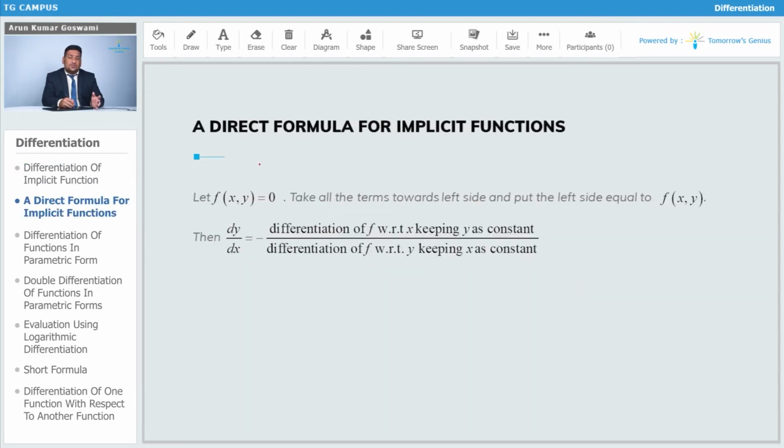Now we have one formula directly for implicit functions. If we have an implicit function, we can get the answer by using this formula. This formula says that dy by dx is equal to minus of, first we differentiate with respect to x, keeping y as a constant, and in the denominator we differentiate with respect to y, keeping x as a constant. In short, we can call this partial differentiation, because we are differentiating one term by keeping the other term as a constant. So this is the direct formula you can use for implicit functions.